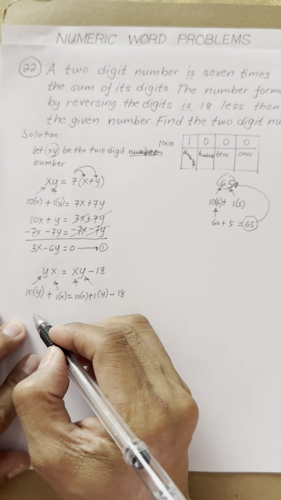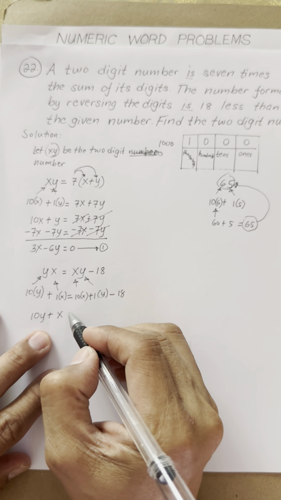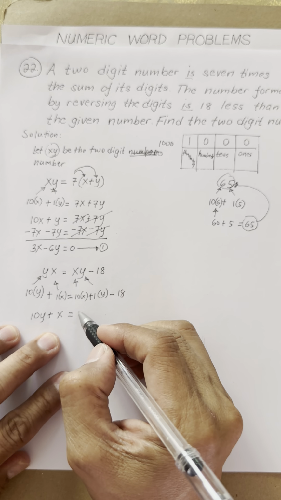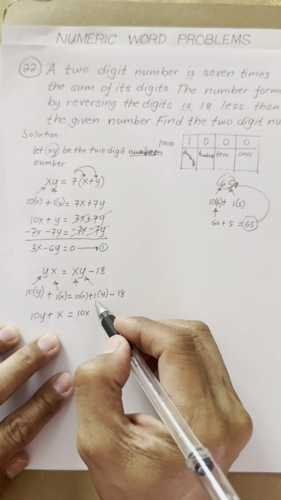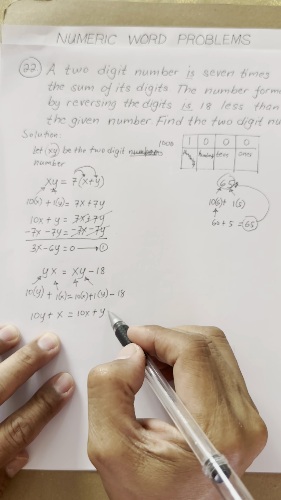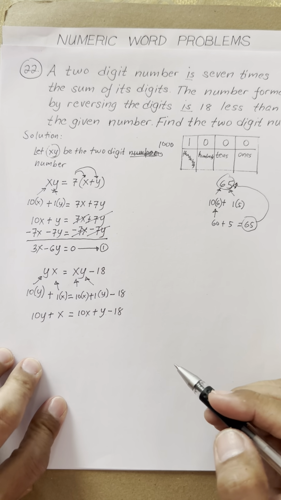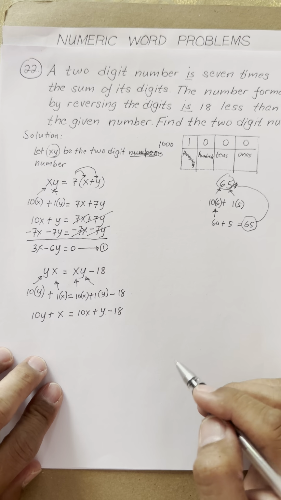So 10 times y is 10y, plus 1 times x is x. So 10 times x is 10x, 1 times y is y, minus 18. So that is the resulting equation.